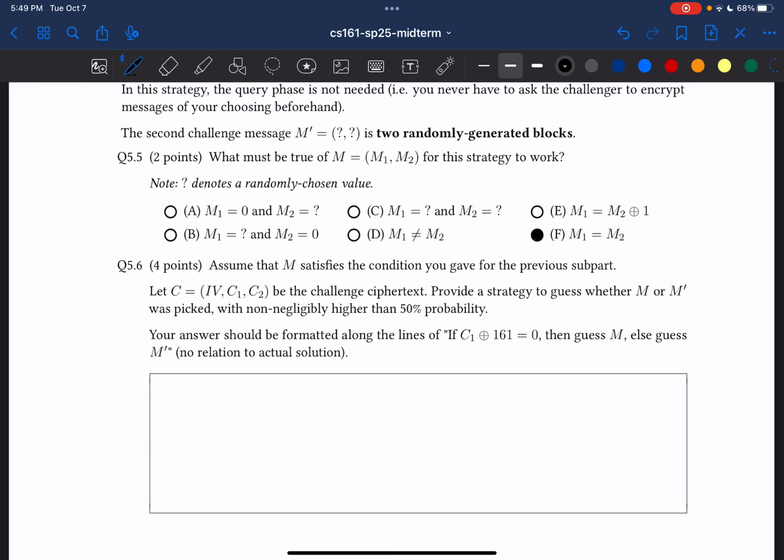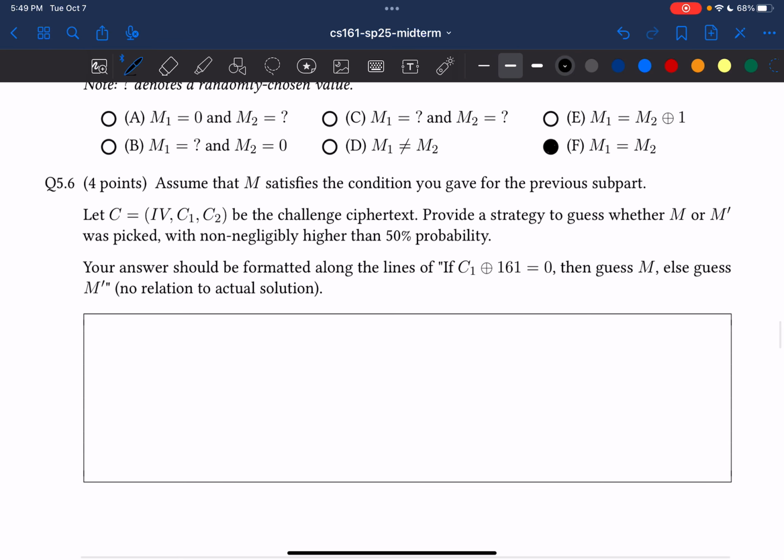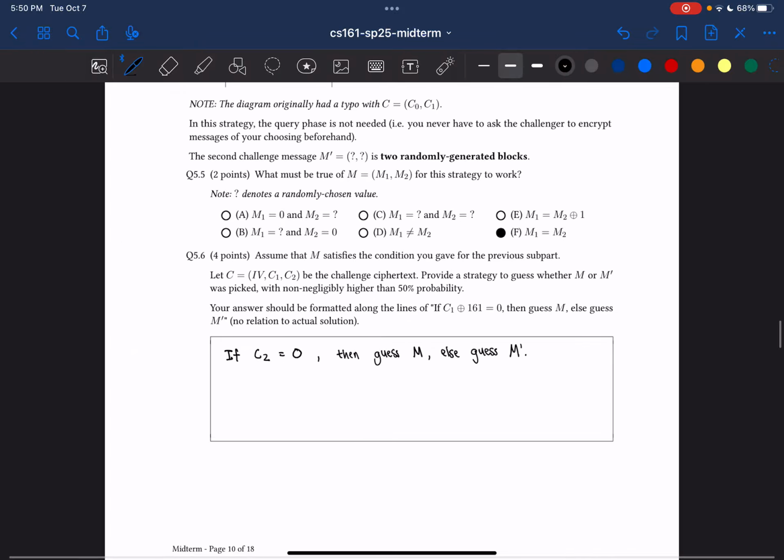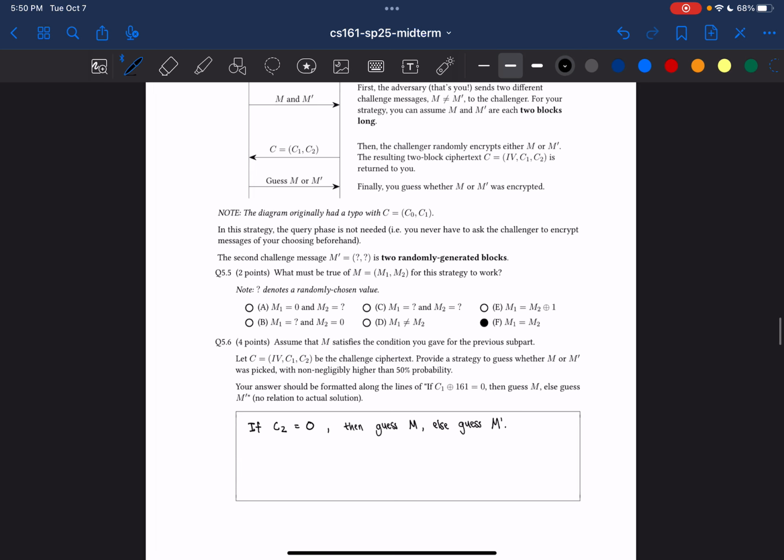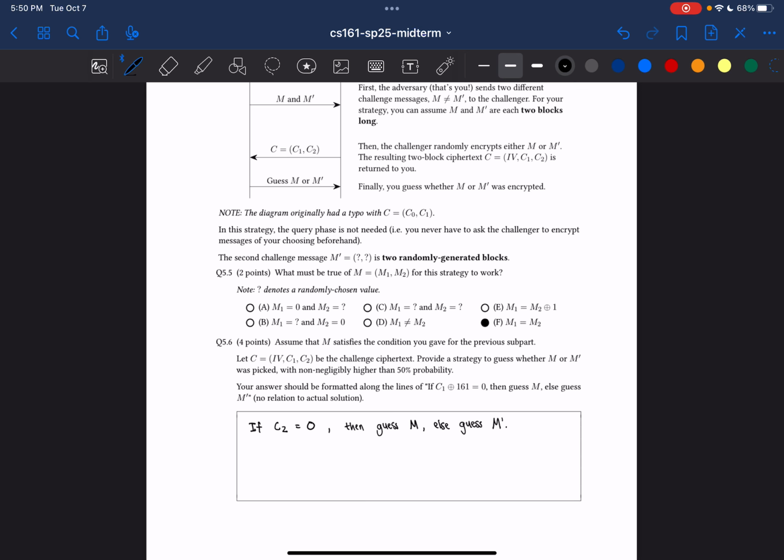So the 2 blocks M1 and M2 of the message must be the same. And then the strategy would be that if C2 equals zeros, then guess M. Otherwise, guess M prime. And this should give us a very high chance of guessing the correct message, significantly greater than 50%. And that is all of question 5 for the midterm for spring 2025. Thank you.